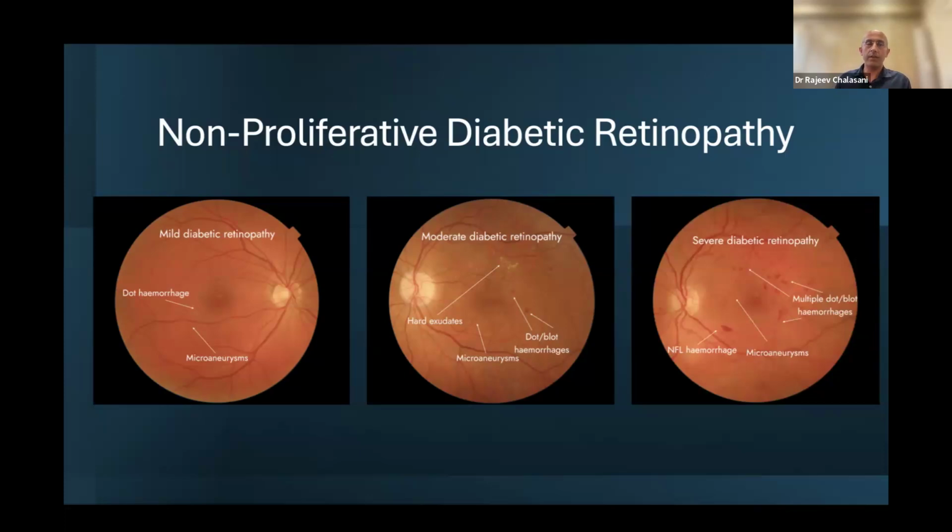And so this staging of the retinopathy, which can be entirely asymptomatic from the patient point of view, is really done to guide us as to how closely we need to be watching a patient. So someone with mild diabetic retinopathy, we may only need to see once a year, compared to someone with severe diabetic retinopathy, where we may need to see them every 3 or 4 months. And this is related to their risk of the retinopathy progressing to sight-threatening disease.